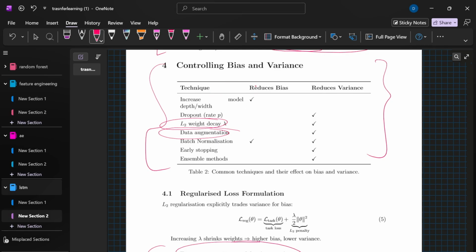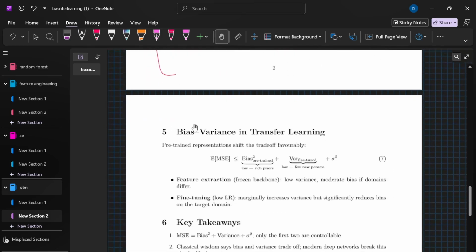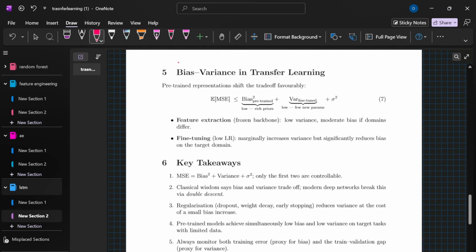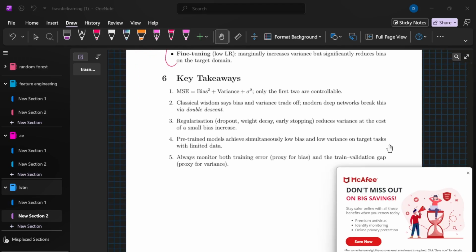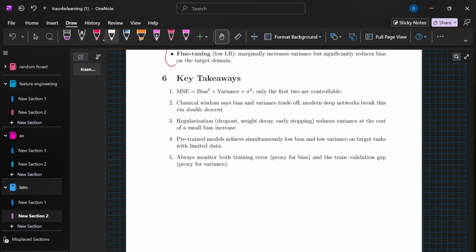Then we have batch normalization. This one is something special because it helps you with both bias and variance. And early stopping also, you stop training just before the model starts memorizing the noise. Then we have transfer learning. Everything changes here. Transfer learning is something that we have quickly covered before, so we'll not go into the depth for this.